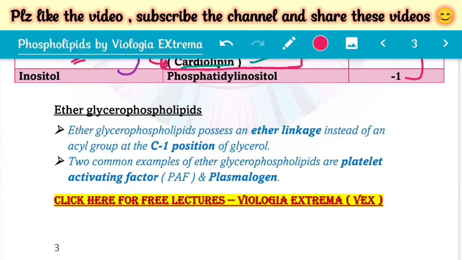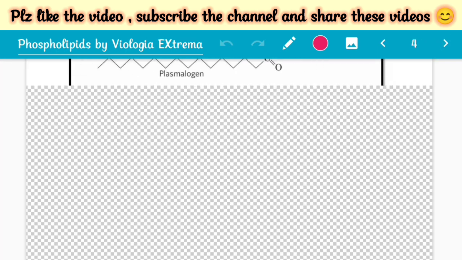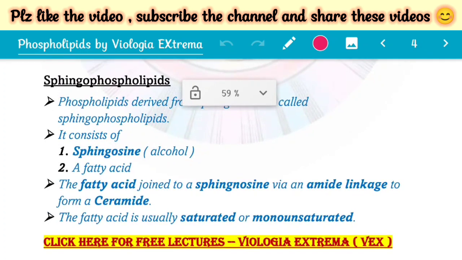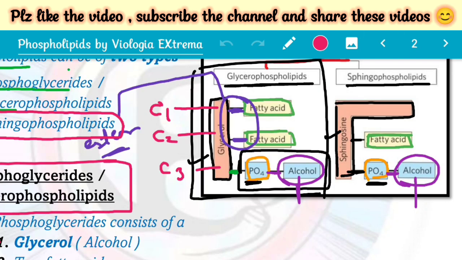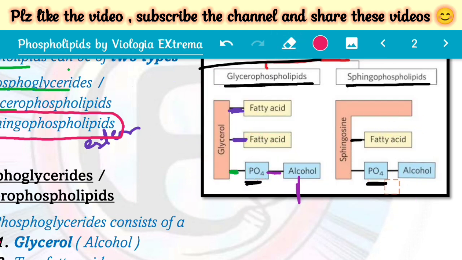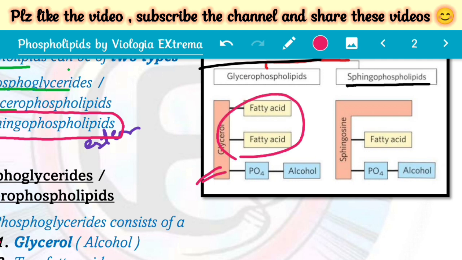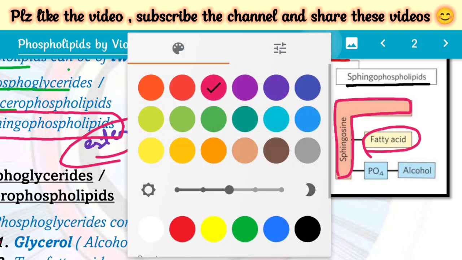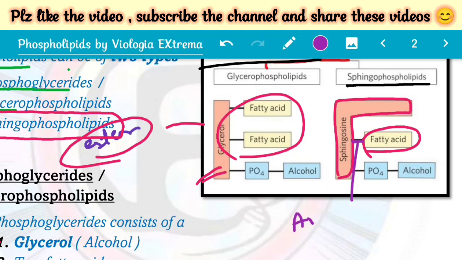So we have discussed glycerophospholipids, and now we need to come to sphingophospholipids. Then we will come to this third type. In sphingophospholipids, we know that the main alcohol we use is sphingosine, and to this a single fatty acid is attached. In the case of glycerophospholipids, as we can see in the figure, we have two fatty acids attached to the glycerol with the help of ester linkage. But in the case of sphingophospholipid, a single fatty acid is attached to the sphingosine alcohol with the help of, now this is important, amide linkage, not ester linkage.